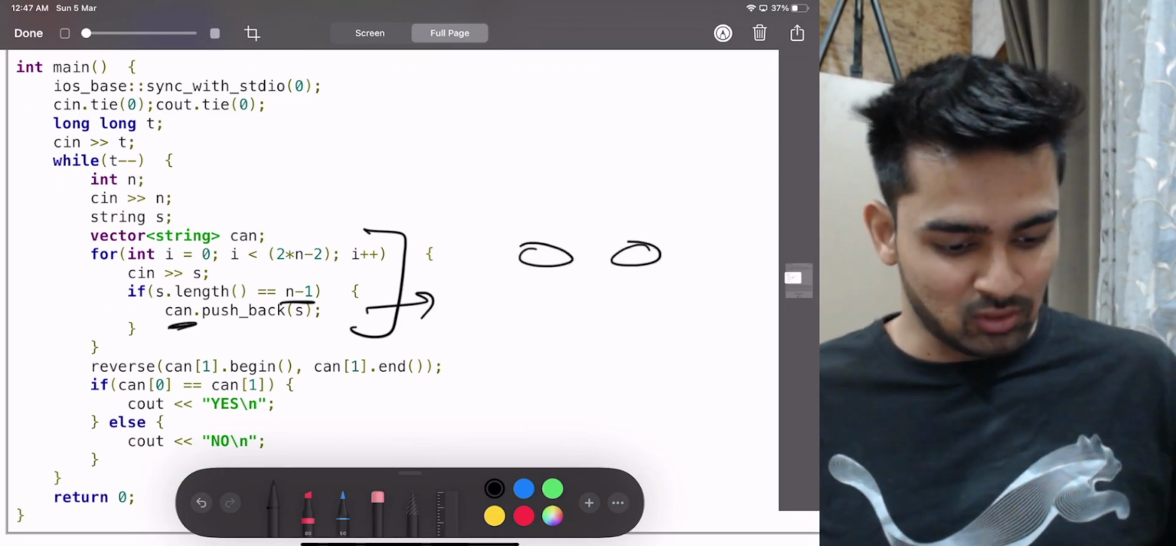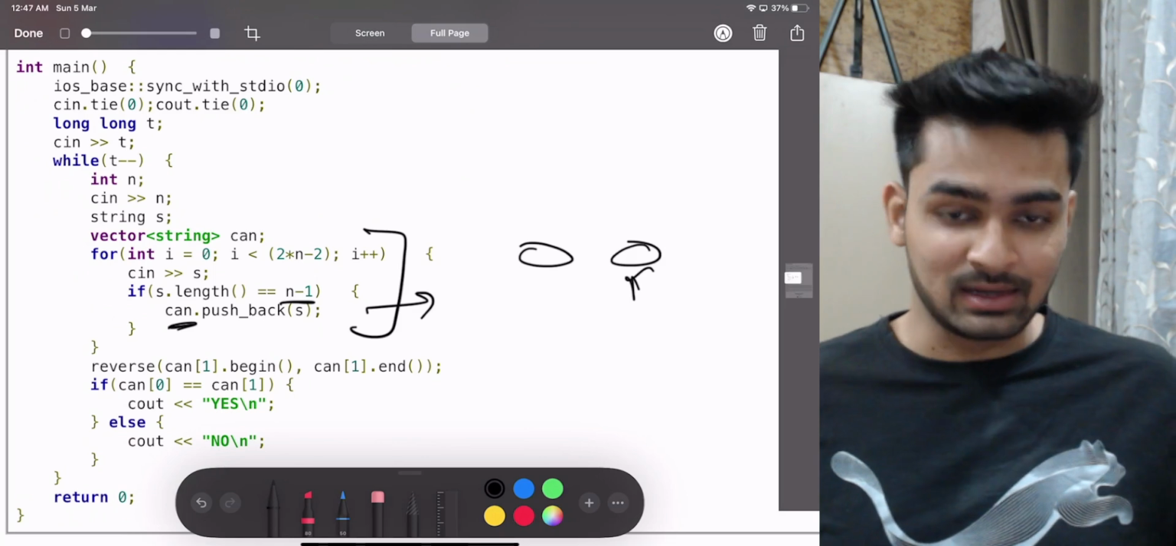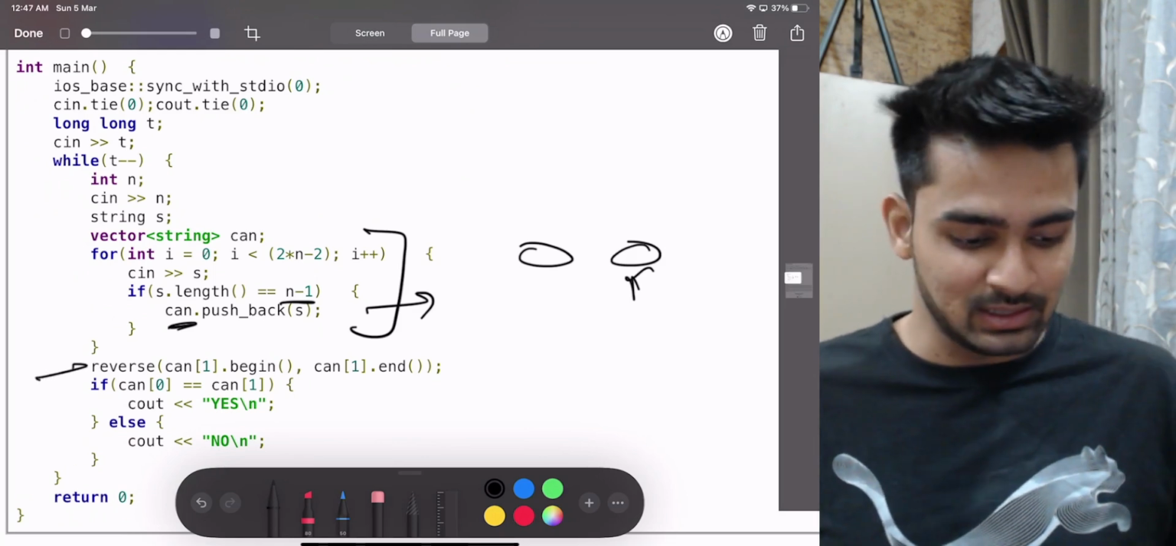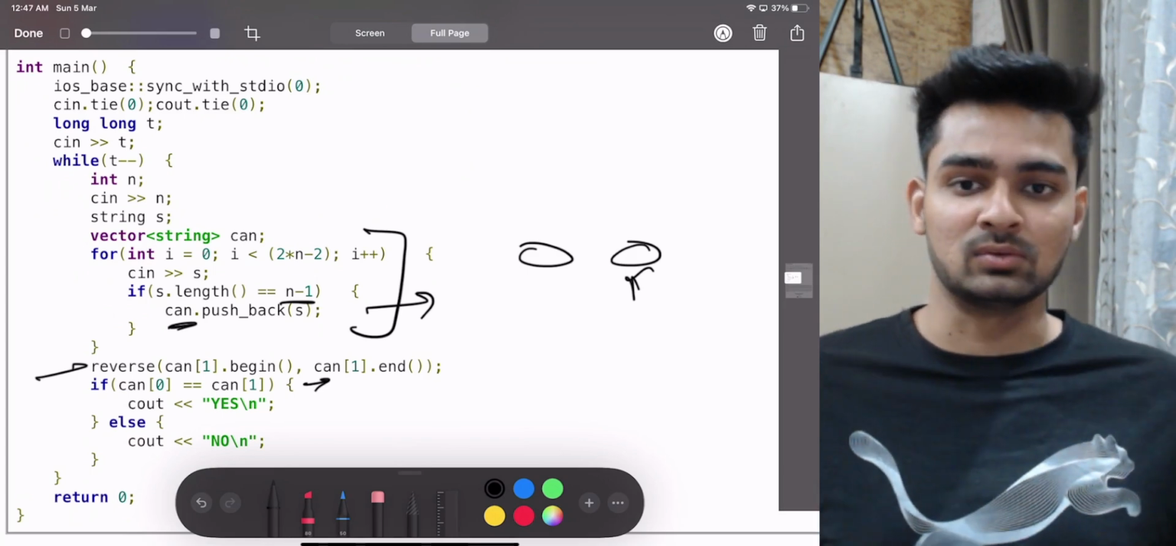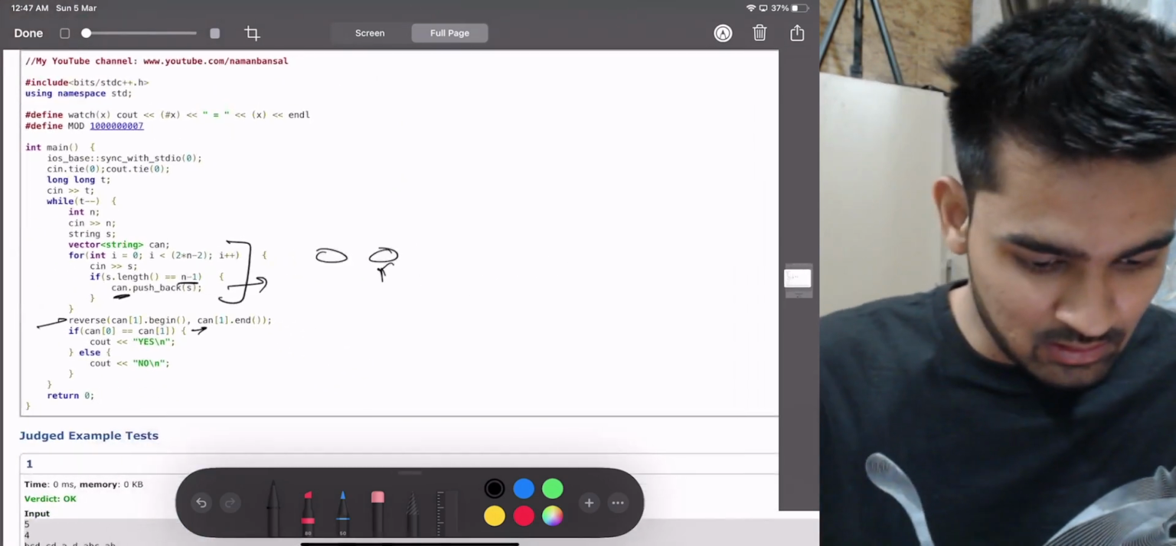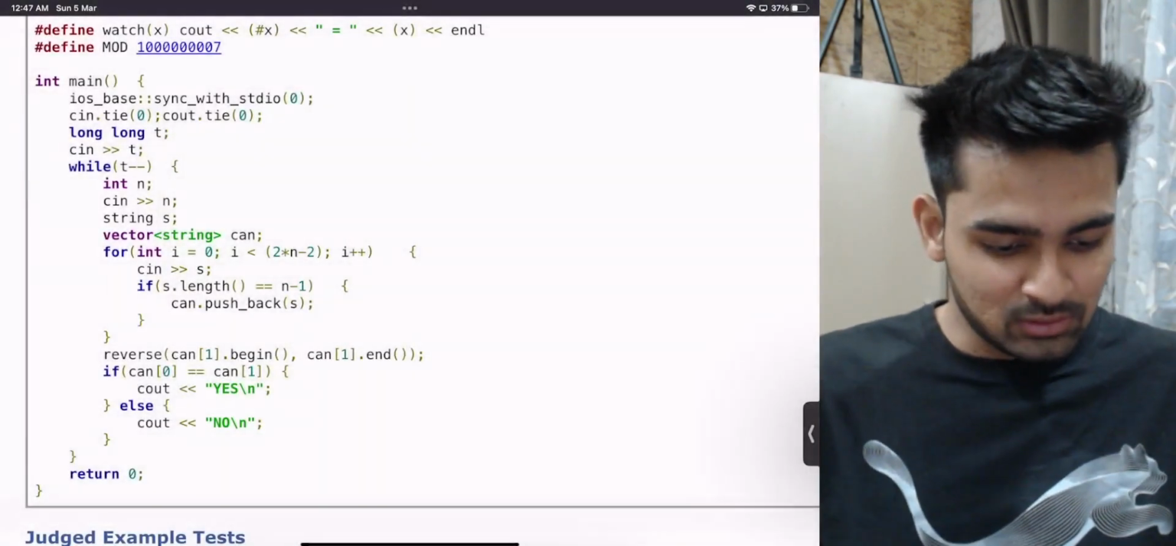That's all. So all I have to do is take the second string, reverse it, and then see if both of them are same. If both of them are same, then the answer is yes, else the answer is no. That's it. All right, so I'm pretty sure everybody was able to do this problem.